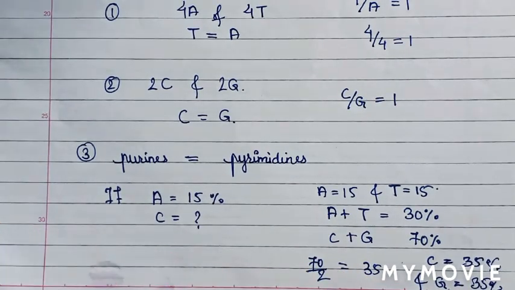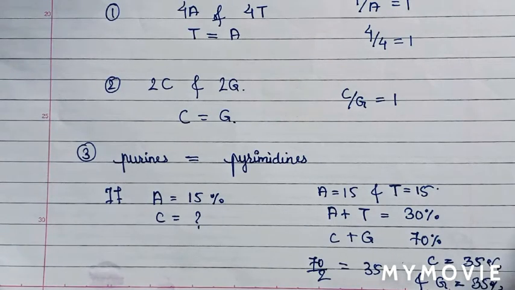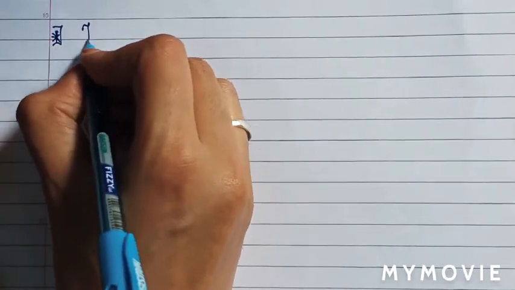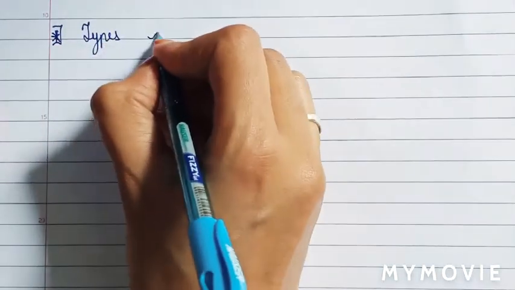Now let us see the types of DNA. On the basis of function there are 2 types of DNA, and on the basis of the number of base pairs that the DNA strand has in one turn and the type of coiling there are 5 types of DNA. First we will see the types of DNA on the basis of their functions. So we will write here: types of DNA.